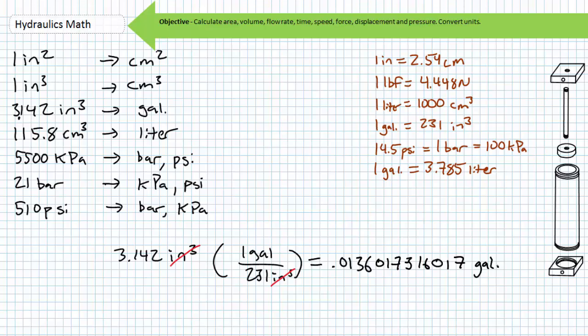3.142 cubic inches is substantially smaller than a gallon. Therefore, this same quantity of 3.142 cubic inches should be substantially smaller, expressed in units of gallons. It makes sense. If your calculations indicate something smaller than 231 cubic inches has a volume larger than 1 gallon, you're doing it wrong. Always check your results to make sure they make sense.